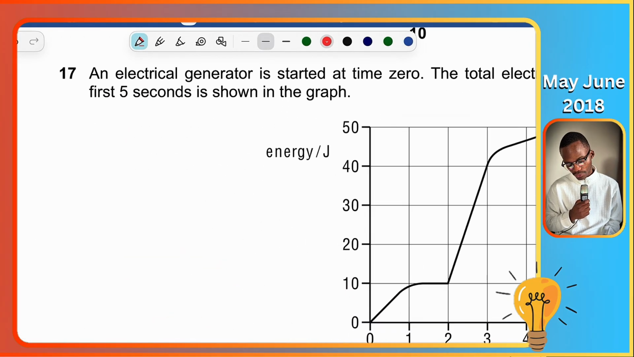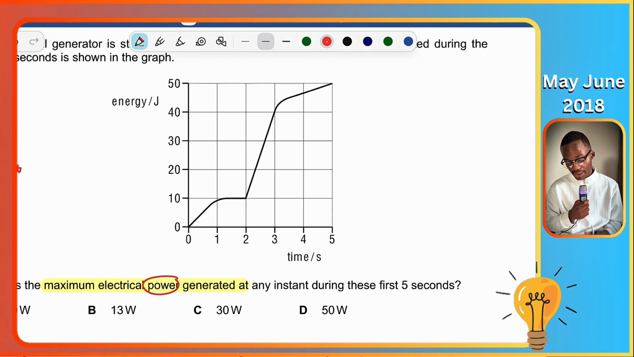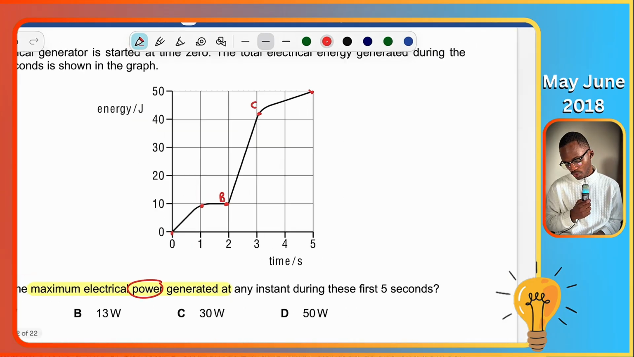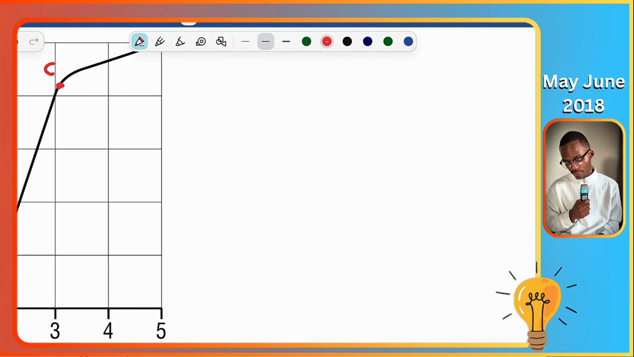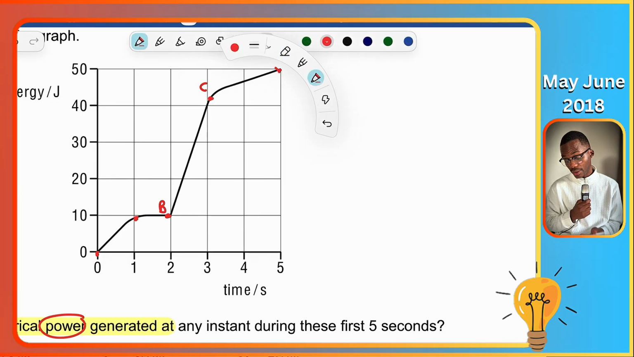So what do we know about power? We know that power is actually energy per unit time. So we can say that power is the gradient. In this case, what is the steepest gradient that we have? Is it from this point to this point, to this point? We're going to find out it's from point B to point C. So if we want to find the power from point B to point C, effectively we can find the gradient between those 2 points.